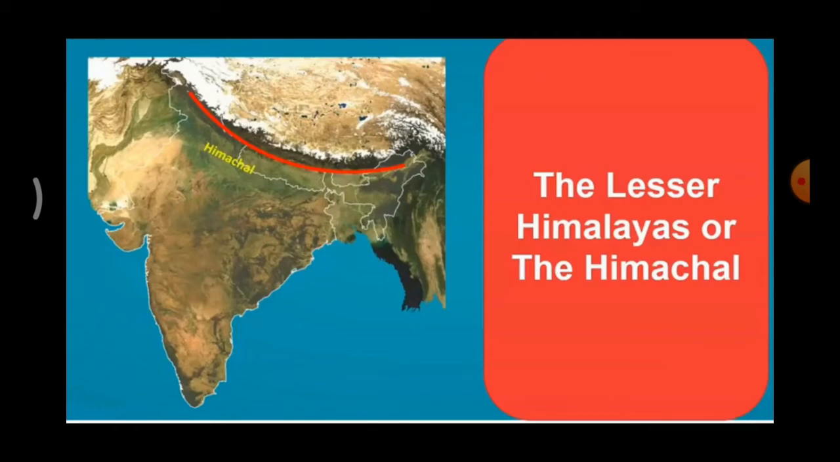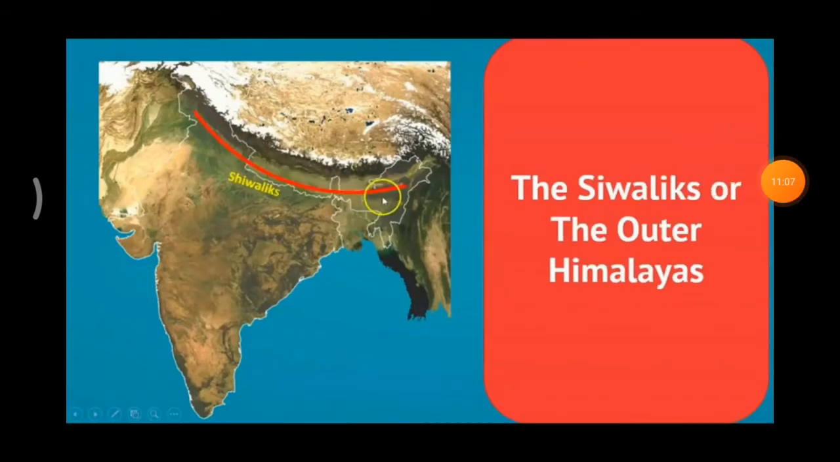Major hill stations of the Himalayas are located in this range. Shimla, Mussoorie, Nainital and Darjeeling are the famous hill stations located in the Lesser Himalayas. Next one, outer Himalayas, the Shivaliks. The Shivaliks extend from Jammu and Kashmir to Assam. The width of Shivalik varies from 10 km in the east to 50 km in the west.